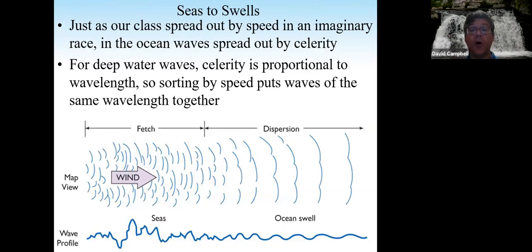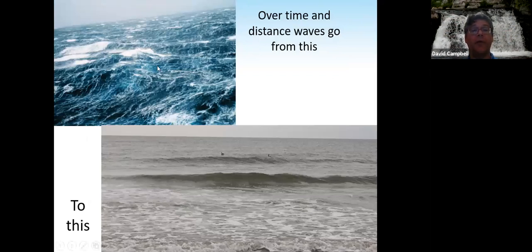Same sort of thing happens with our ocean waves. As they spread out from the jumbled sea, the fetch area where they formed, the longer, faster waves will be more and more out in front, the smaller, slower waves more behind. And so further out, we'll see all similar sized waves together. So as we have time and distance, we go from the jumbled up seas to more regular swell conditions.